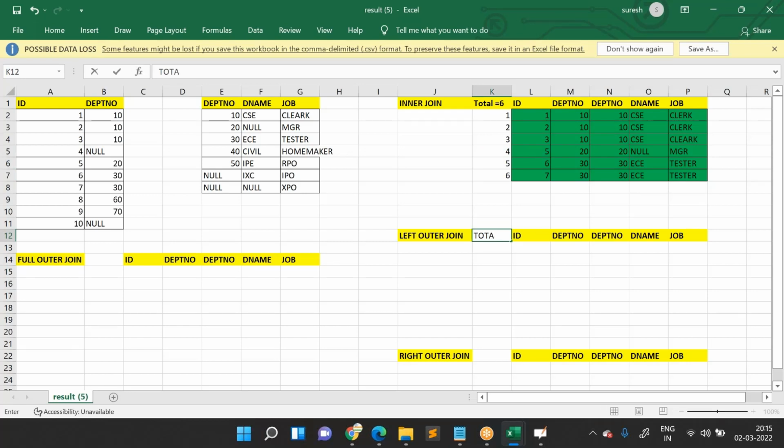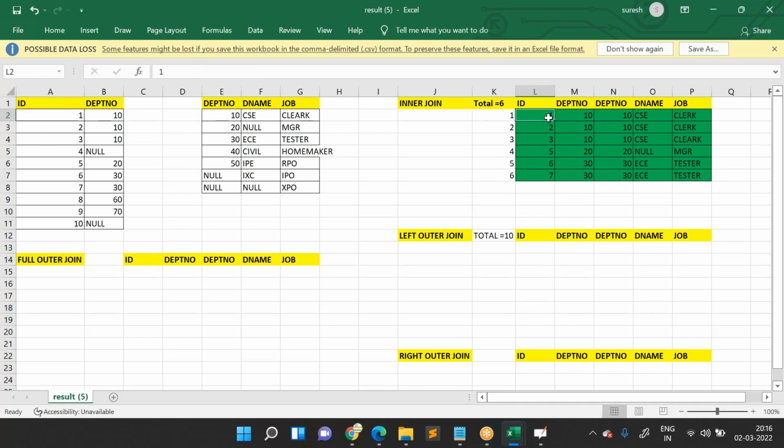Left join. How many? All the matching records and non-matching records from the left table. How many matching records in total? 6, plus non-matching records: 1 null, 60, 70 null. 6 plus 4, 10. Let's write the 10 records.